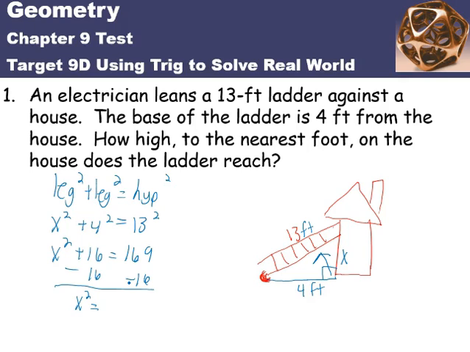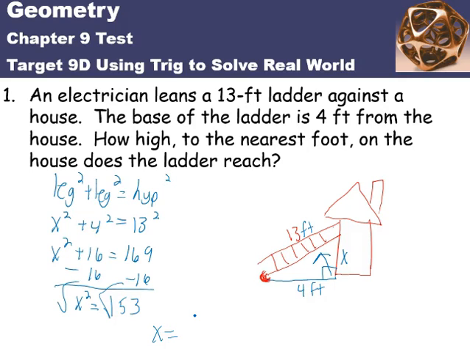I have to get my calculator out. Actually, I don't. I can do that. It's 153. But I'm going to go ahead and get my calculator out because I have to find the square root anyway. So 169 minus 16 is 153. Double checked. And then square root. And I get x is the square root of 153.